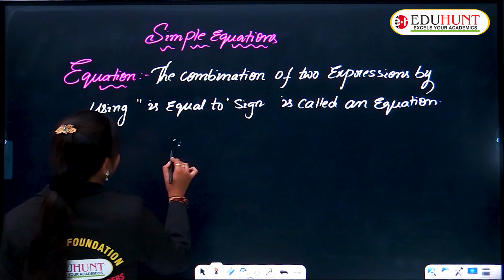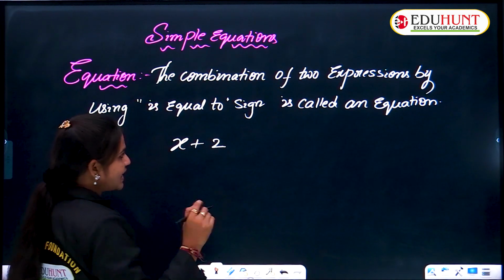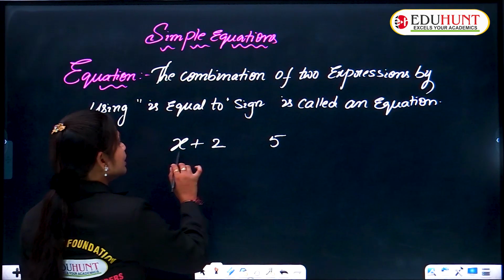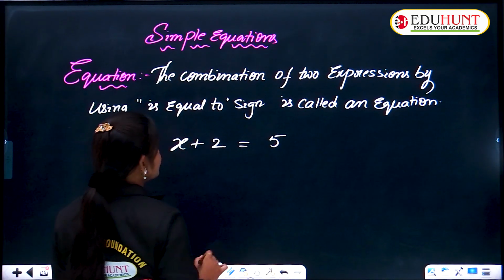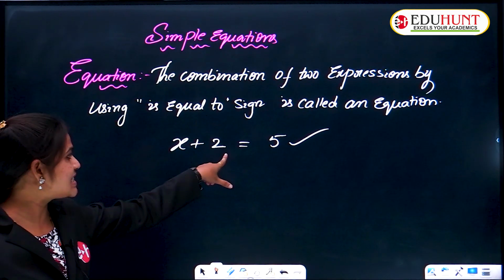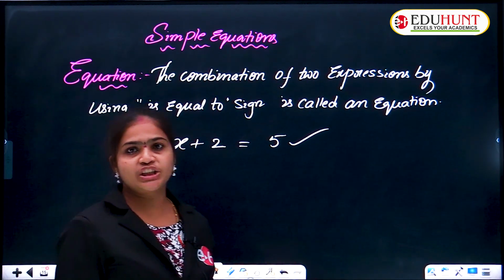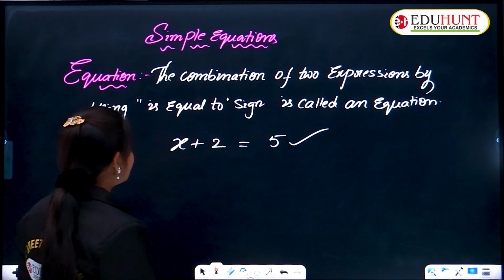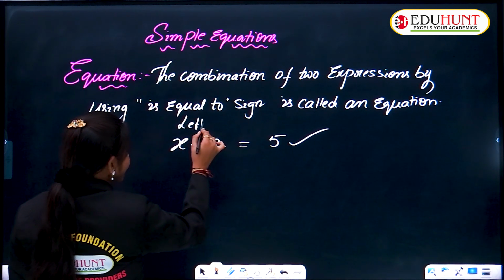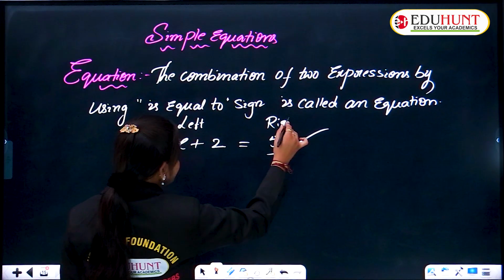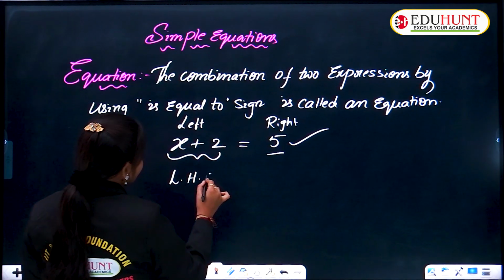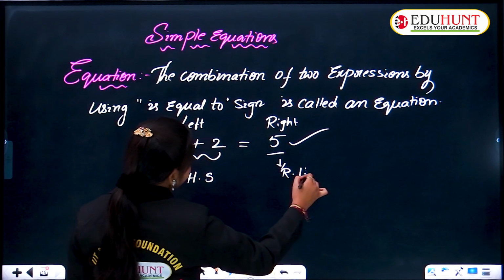For example, I am going to take the expressions x plus 2 as one expression, and 5 as another expression. The combination of two expressions by using the is equal to sign is called an equation. Understood? Now see, this is the left side and this is the right side of the is equal to sign. We will call this part LHS and this part RHS.